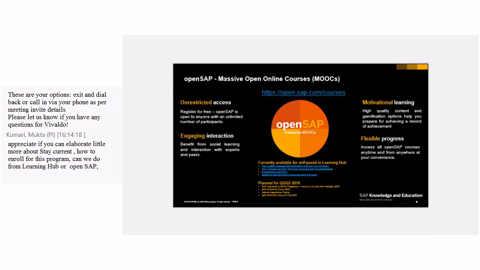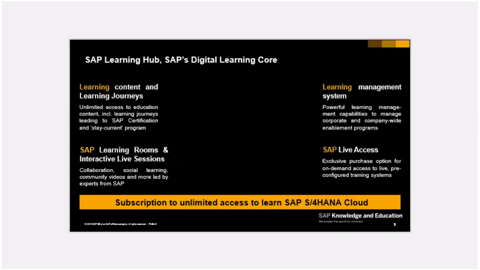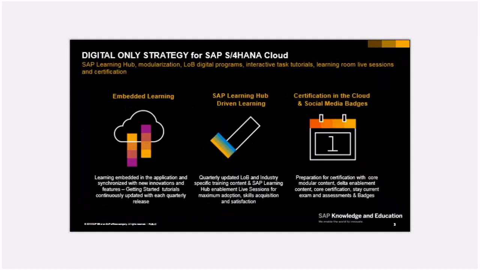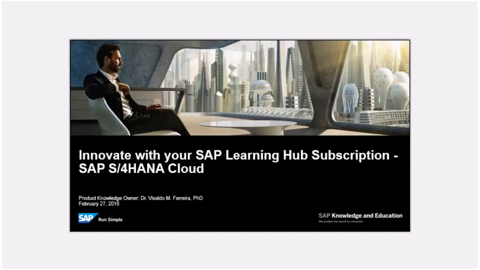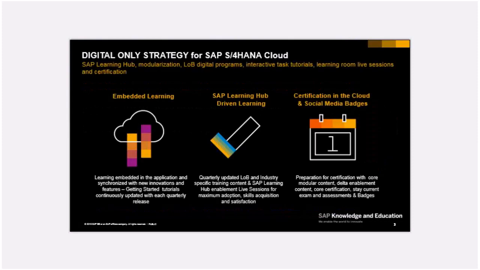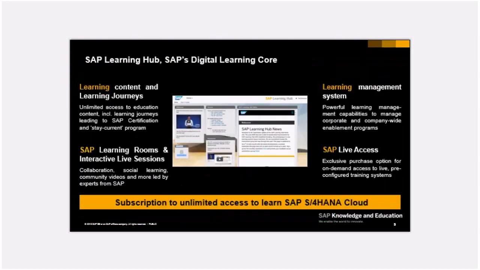So if you're dealing with a finance scope item, specifically for financial accounting, let's say, you can go right into that modular pool of content, pull out that scope item enablement, and consume that in the Learning Hub. Very, very granular, very flexible. The Learning Room live sessions are also very, very granular and topical, based around LOBs and so forth.